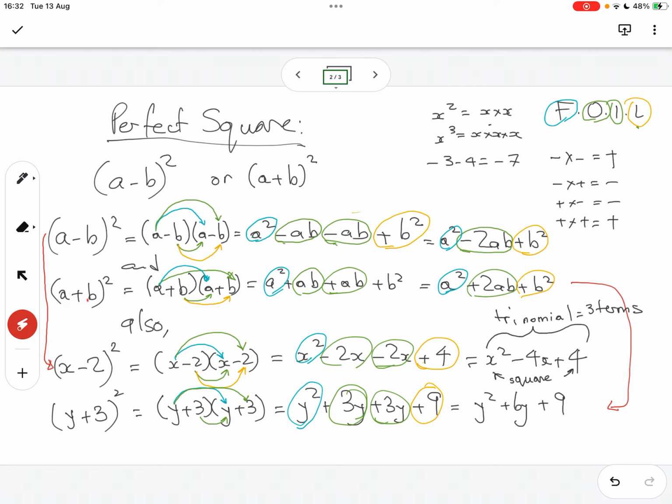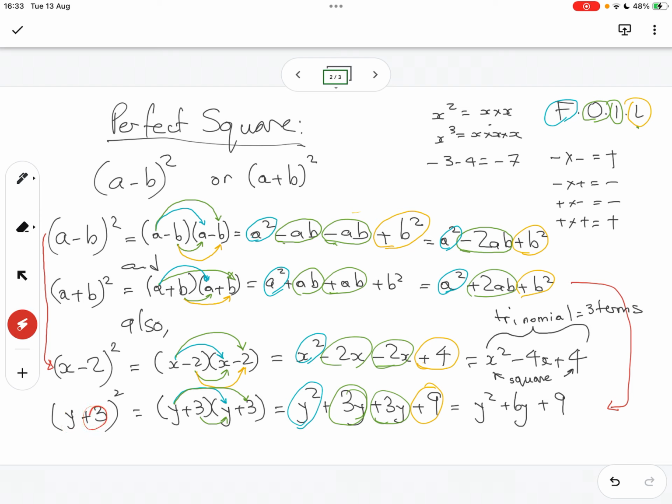Here I also do the same. I take a, I square it. I take b, I square it. I take a multiplied by b, and I multiply that answer by 2. You look at it here. I take x, I square it. I take negative 2, I square it. It gives me positive 4. Then I take negative 2 times x. It's negative 2x, and I multiply it by 2, and I get negative 4x.